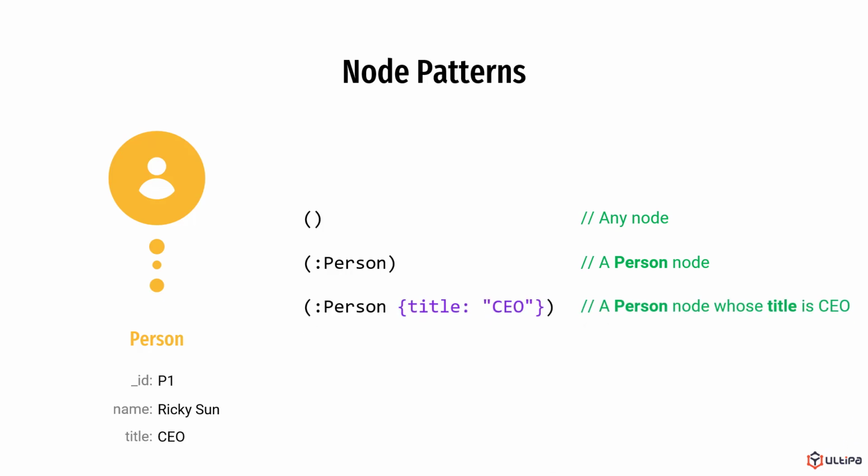To reference a specific node, include property key value pairs in curly braces. This specifies a person node whose title is CEO. This property specification can also be used without the label expression. It specifies a node of any label whose title is CEO.